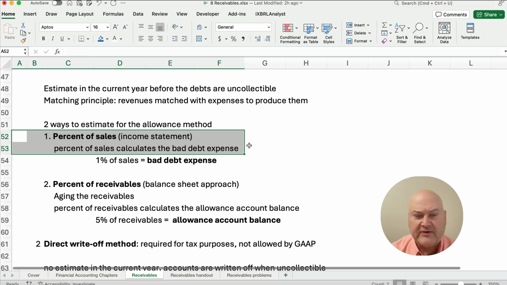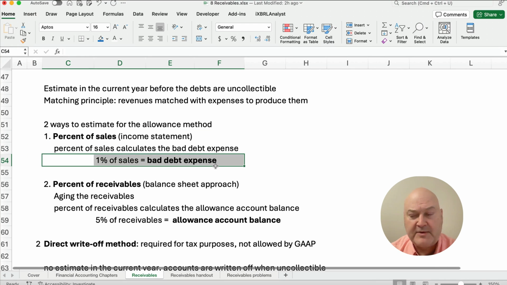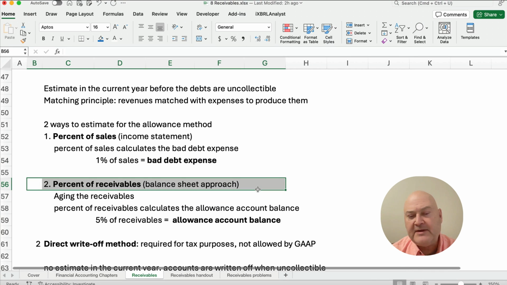So the percent of sales, since it looks at the income statement number, is deemed to be an income statement approach. The percent of sales calculates the bad debt expense. Now the percent of receivables calculates a different amount, but the percent of sales, that's the number. So if we calculate the number to be 300, then that's our bad debt expense. We make the journal entry. Now, percent of receivables is deemed to be a balance sheet approach because we're looking at the receivables directly. And sometimes this is called aging the receivables.